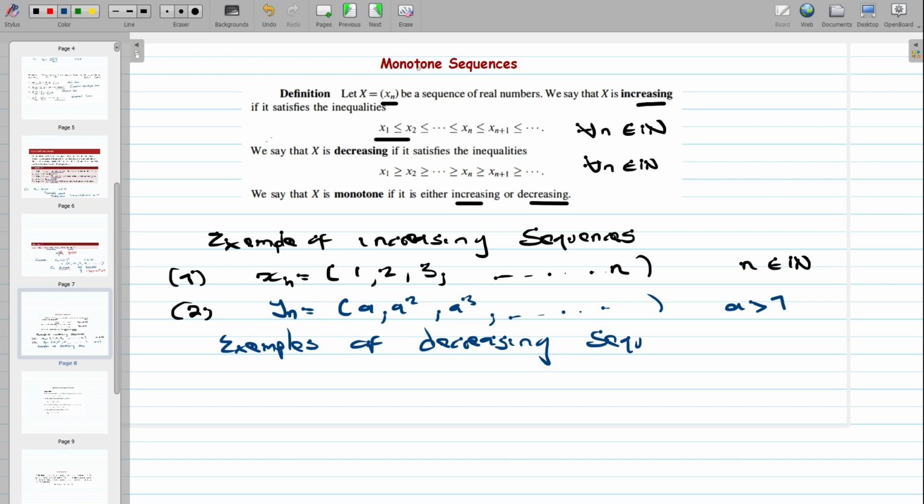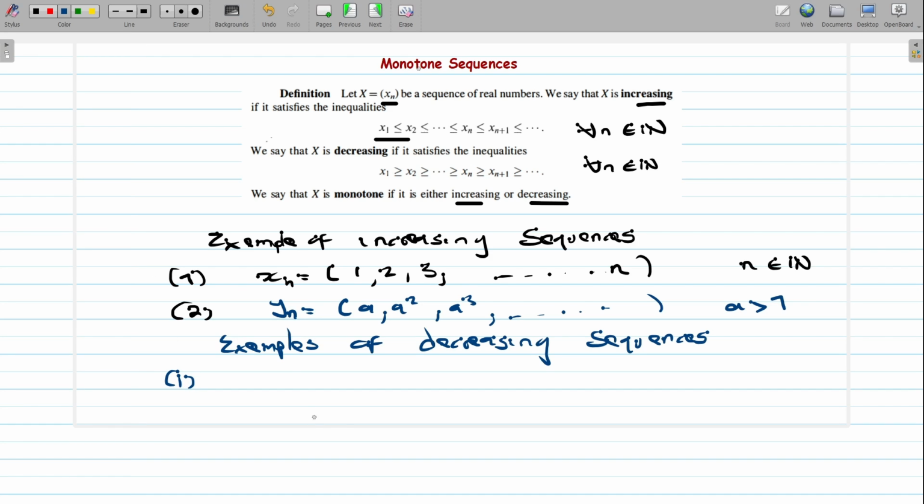So let's look at examples of decreasing sequences. I'll give you a very simple example, similar to example number 2. We'll actually start with that one: the sequence b squared, then b to the power 3, and if we keep on going, maybe we have b to the power n here, and then we keep on going. If b is strictly between 0 and 1, then this is going to be a decreasing sequence. So you have to be very careful here.